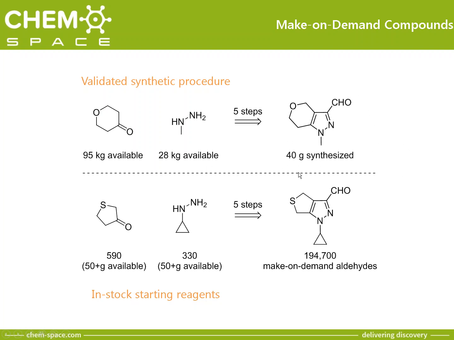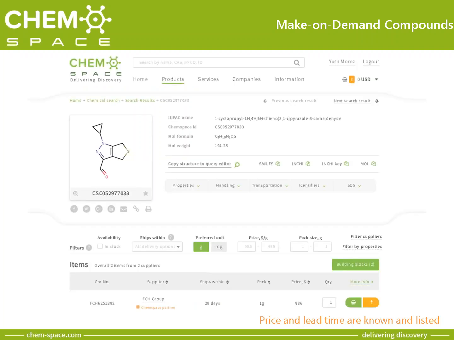And once the chemist has done this procedure and followed all these like 5 steps, he or she can apply the same chemical knowledge they received to other reagents available in stock. So basically, make-on-demand compounds are based on validated synthetic procedures applied to in-stock starting reagents. And because everything is new, I mean the procedures and the reagents used to make those compounds, these make-on-demand compounds are typically listed with price and lead time.